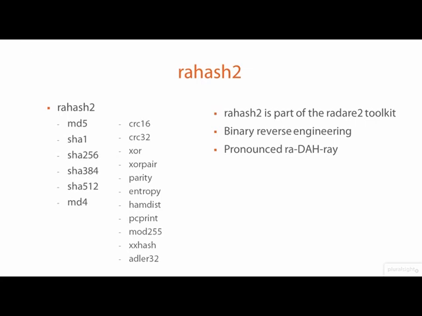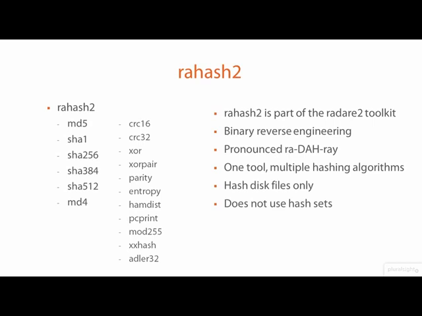As I said, rahash2 enables the use of many cryptographic hashing algorithms from a single tool. rahash2 can hash disk files and does not use hash sets, but it does provide block hashing and the ability to hash specific areas of a file. We'll get into all that in the demo.